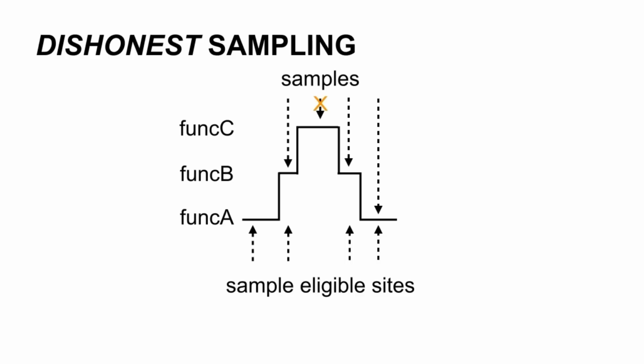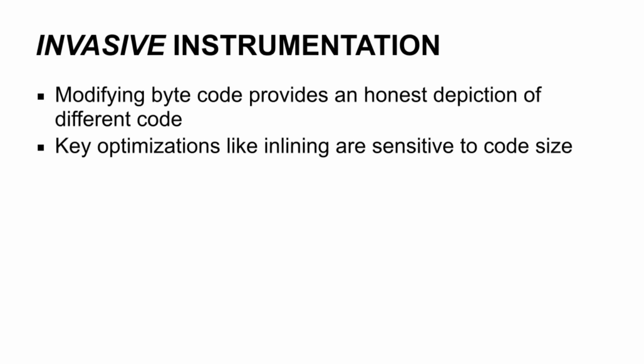In the prior two segments, we saw how profilers can be dishonest, either through sampling that only happens at safe points and may miss crucial functions entirely, or through instrumentation that, while providing an honest depiction of code, provides an honest depiction of code that's been modified. And so, what it's providing a picture of may be not what we were doing at all, because it can destroy core optimizations like inlining and other things that are sensitive to code size.